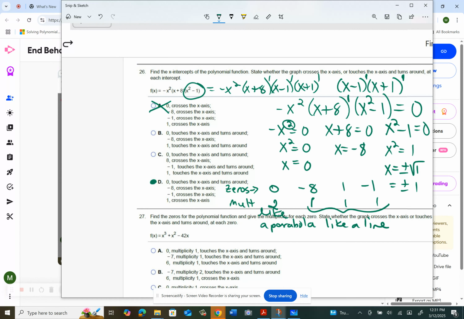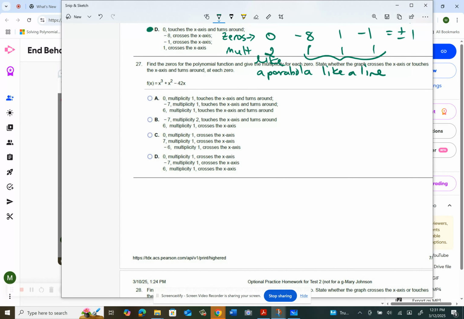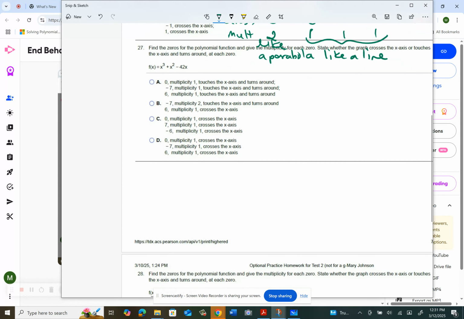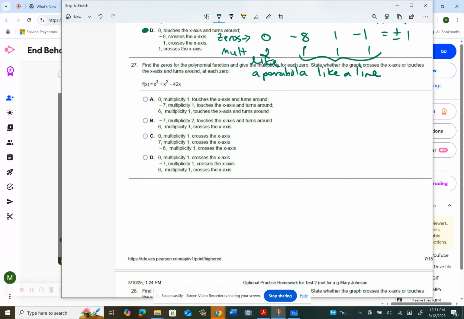All right, let's try these two. The next two are kind of tough because the original function is not in factored form, and that can be a struggle. So I wanted to do several examples of that. So this is for number 27. So we had f of x equaled x to the third plus x squared minus 42x.